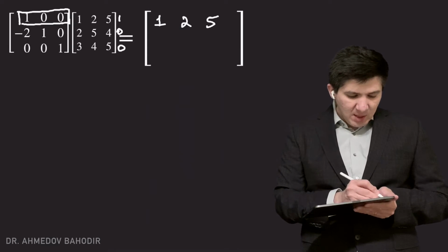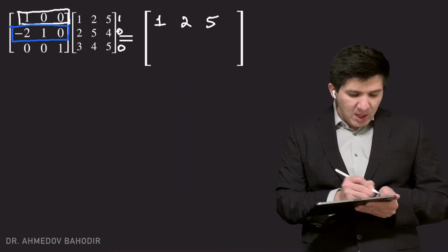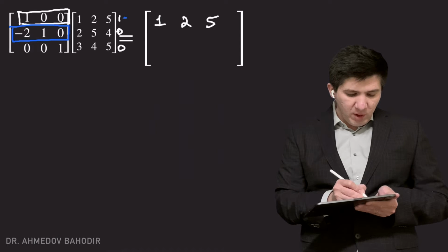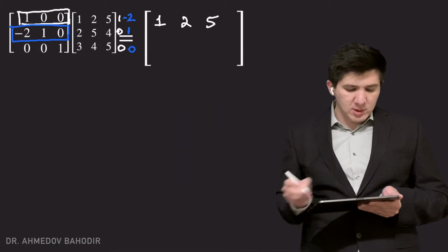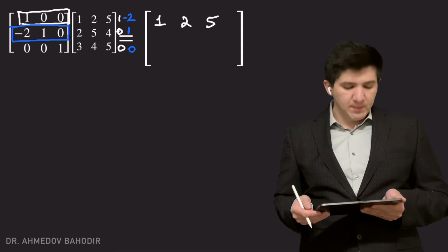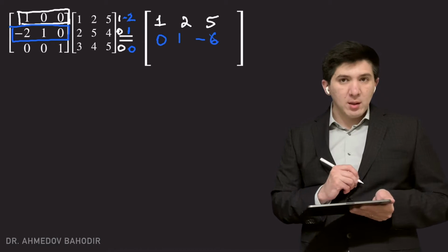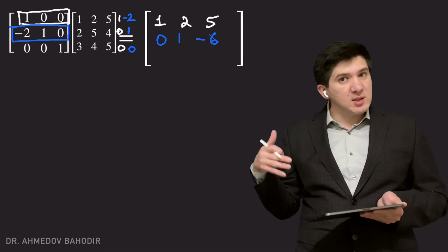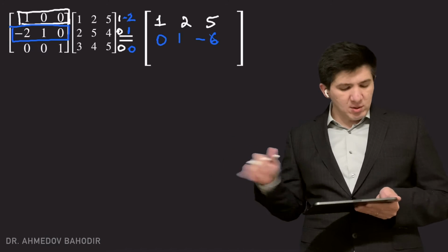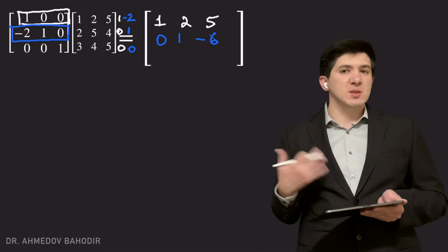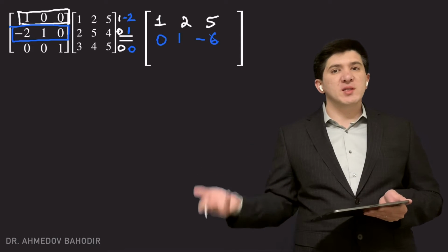What does it tell me for the second row? It tells me, hey, multiply the first row by minus 2, the second row by 1, and the third row by 0, right? So if you do this operation, what you get here is 0, 1, and minus 6. And I need to put this result in the second row because I'm taking the combination minus 2, 1, and 0 from the second row.